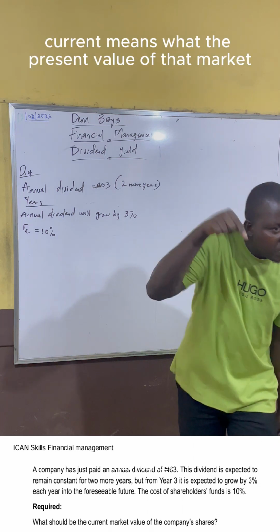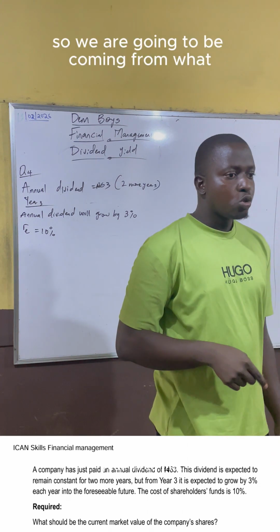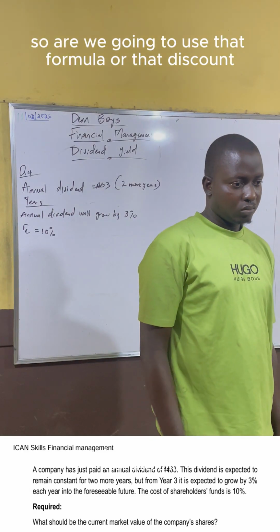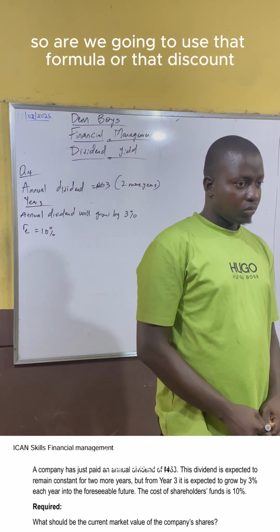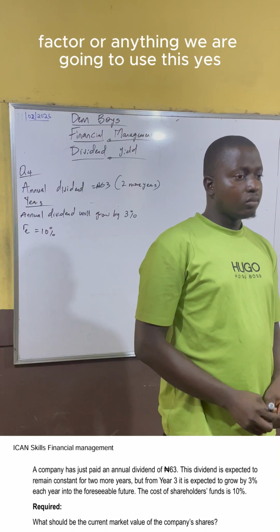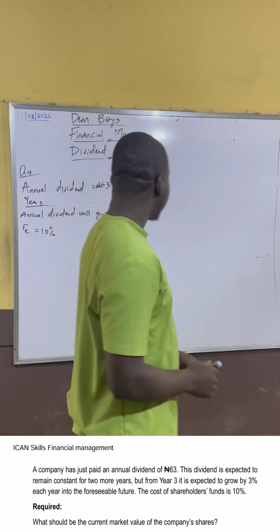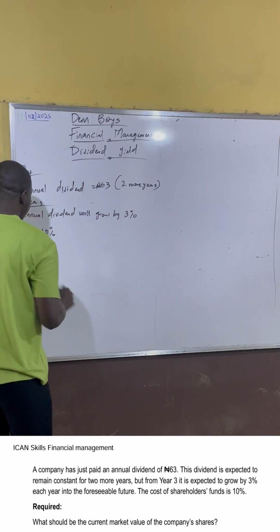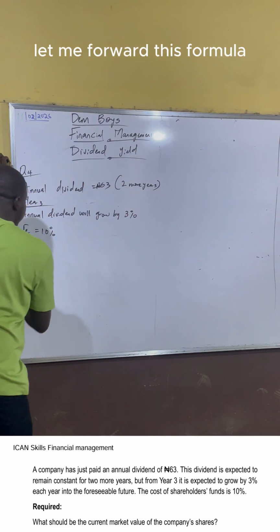So now, they are not saying what is the current market. Current means the present value of that market. So we are going to be coming from year 3. Are we going to use that formula, first calculate the discount factor? Yes. So now let's draw a grid. Let me give you this formula.